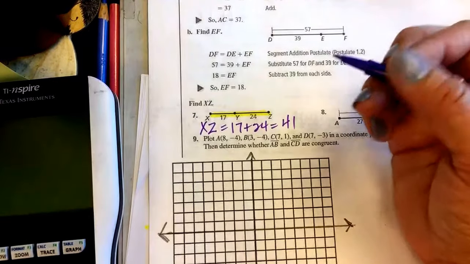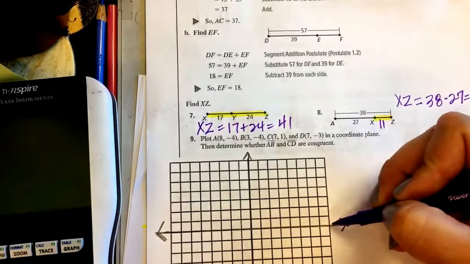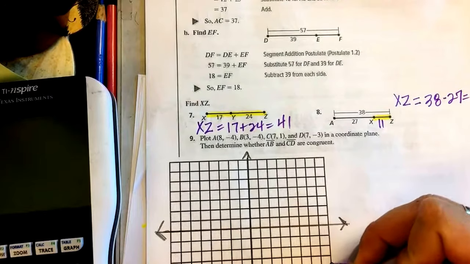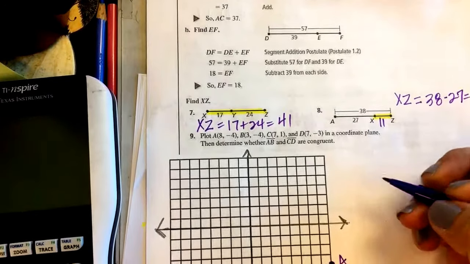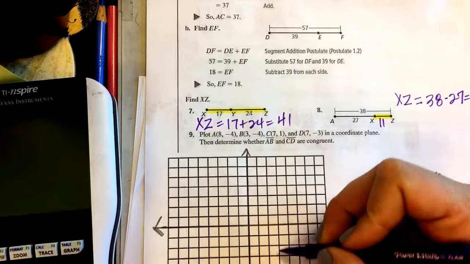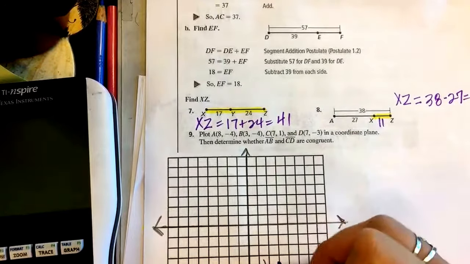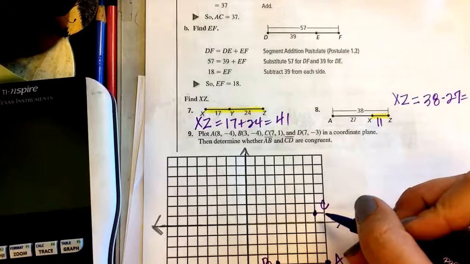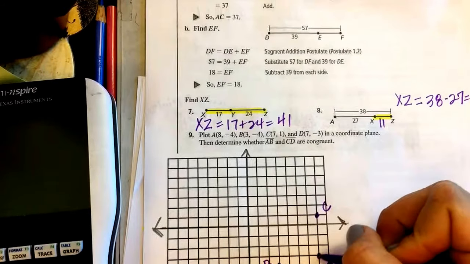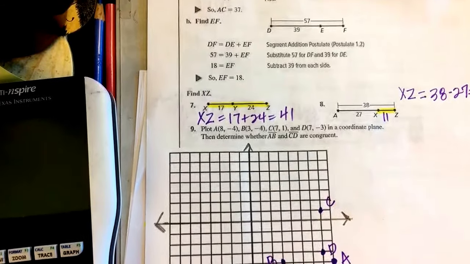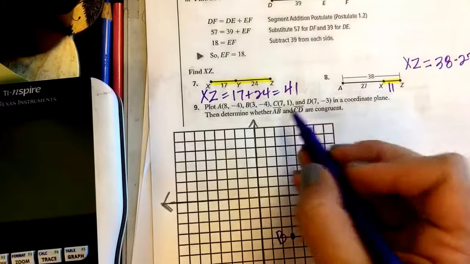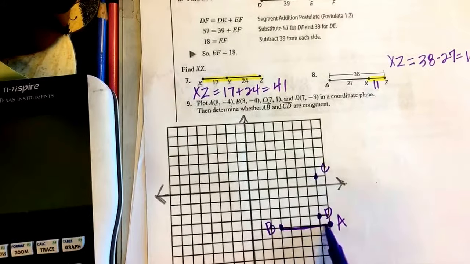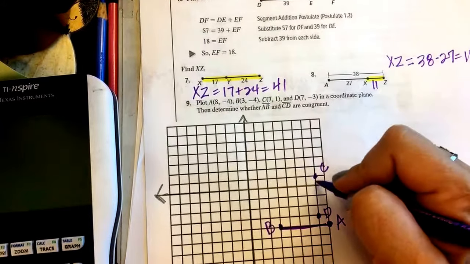Number 9, plot A at 8, -4. Make sure you've got your coordinates labeled. B is at 3, -4. C is at 7, 1. And D is at 7, -3. And then it goes on to say determine whether segment AB, so let me connect that, and CD are congruent.